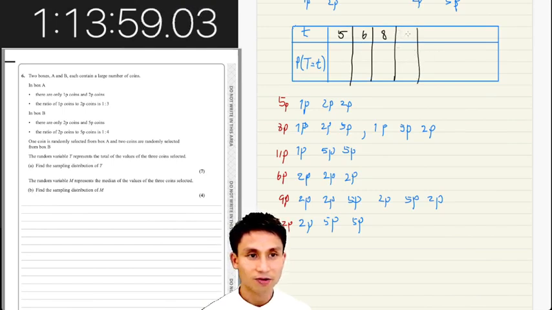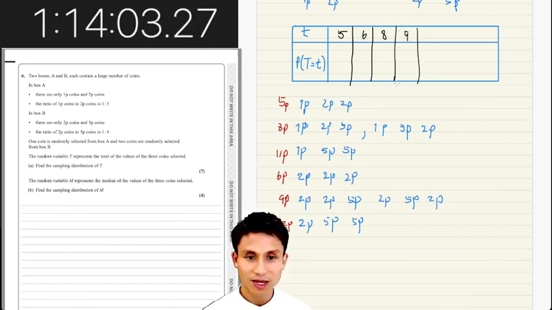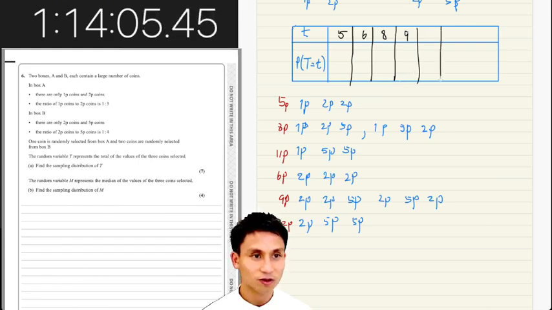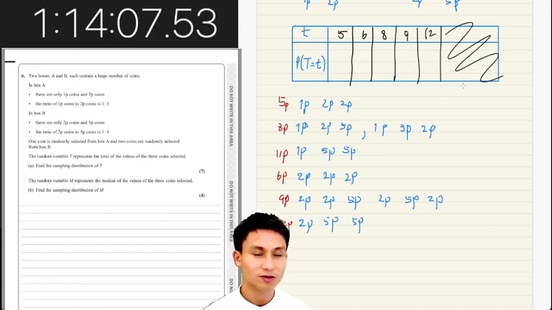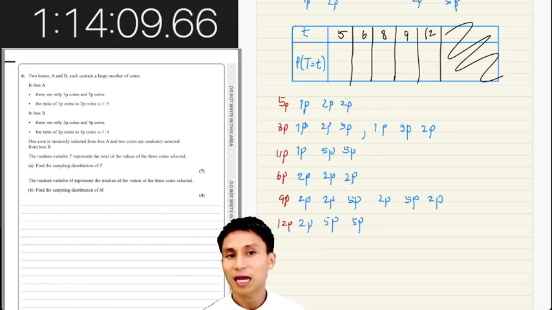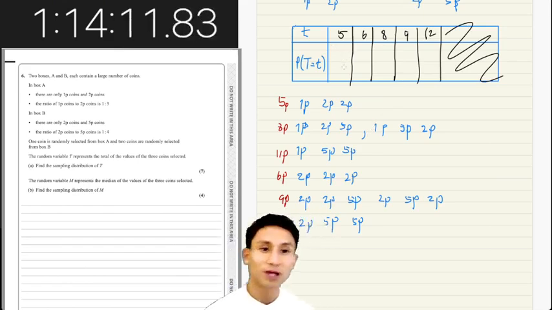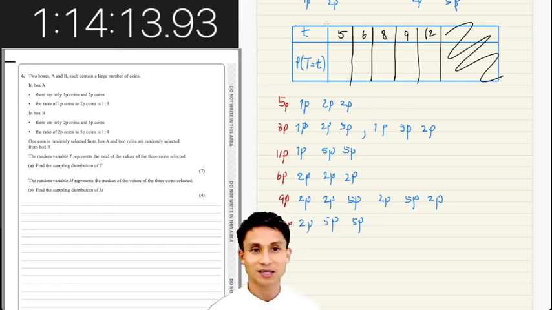Wait, 9 first. Sorry, you gotta order that. Yeah, 9 first. So 5, 6, 8, 9, 11, and 12. Yeah, we're a bit over there, but that's fine. Just cancel that out. Okay, and now the next step is to find the probability of each of the cases, right?